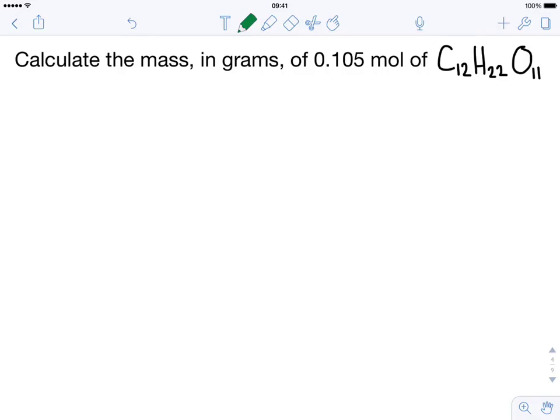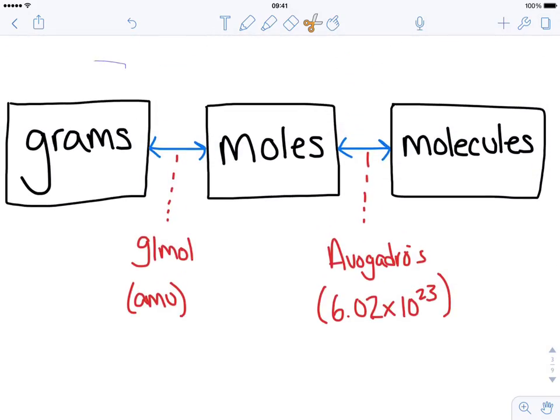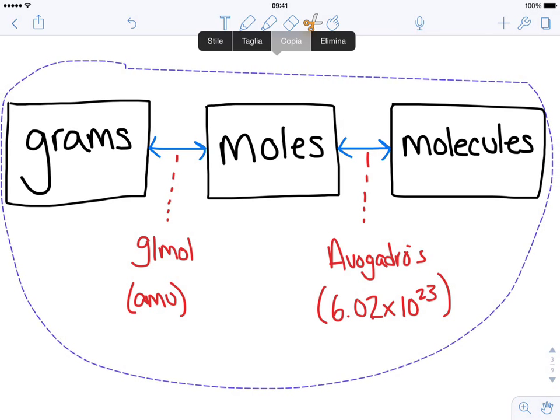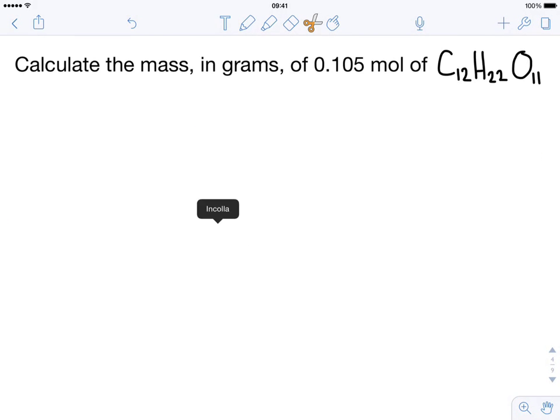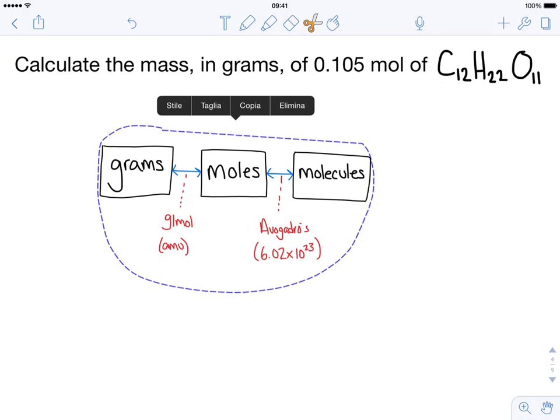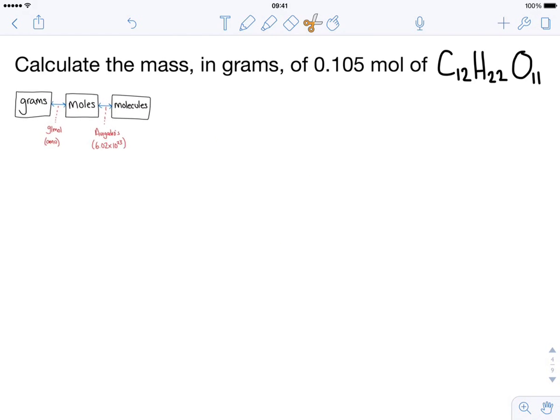Here's an example of a kind of question that you might be asked that is going to ask us to convert from one of the three items to one of the others. So this question says, calculate the mass in grams of 0.105 moles of C12H22O11. Now to help us do that, I'm going to copy our roadmap up here so we can use it to reference when we're figuring out this question. So I'm going to make this a lot smaller.